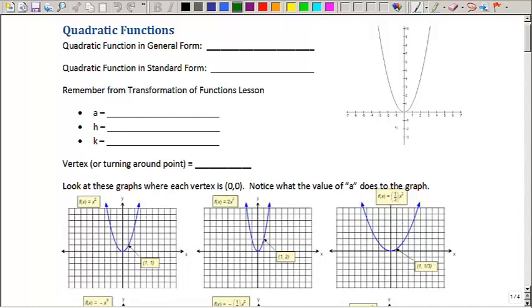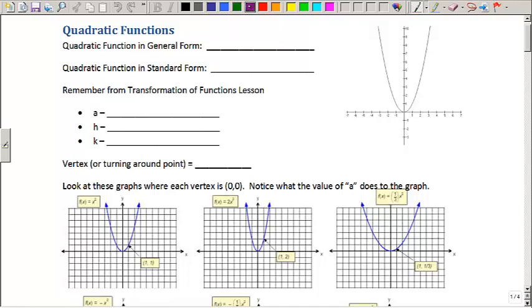This lesson is entitled Quadratic Functions, and we'll be graphing quadratic functions in several different forms, in general form and in standard form. When we talked about our transformations and functions, we also transformed quadratic functions, but today is going to be a more in-depth look at quadratic functions because they do appear more often than some of the other functions. We need to know just a little bit more about them.